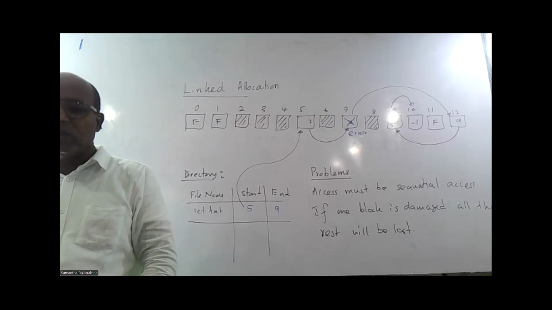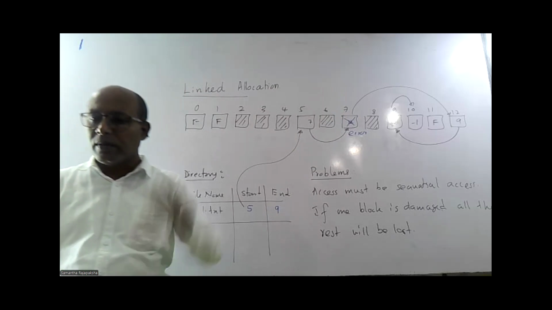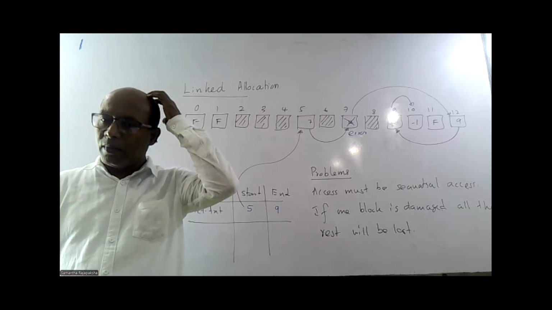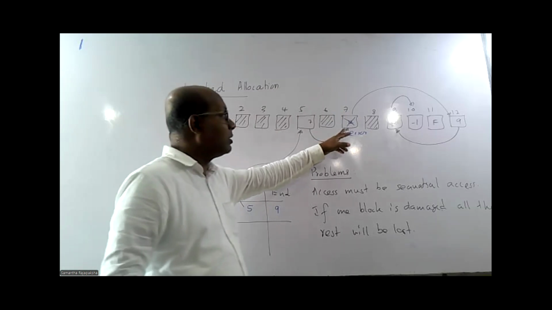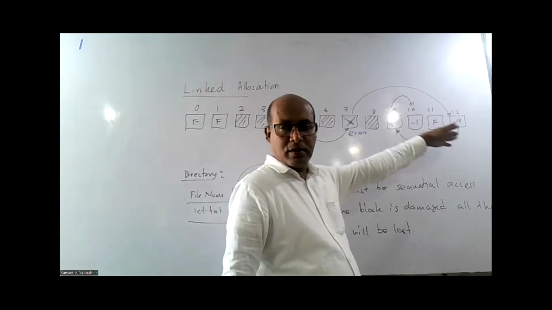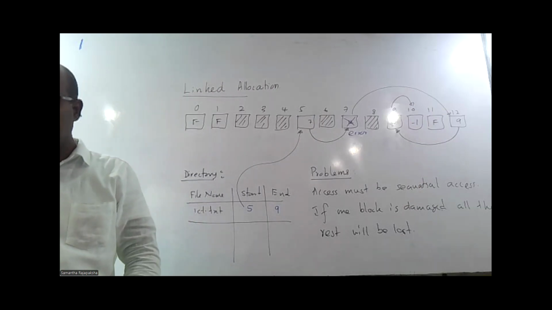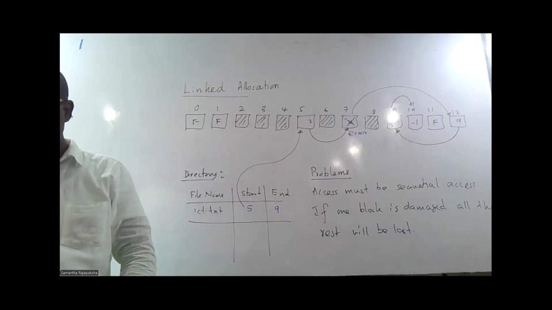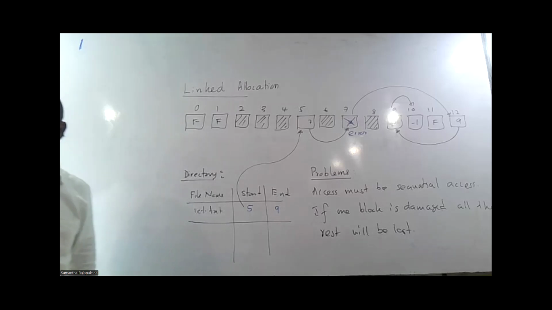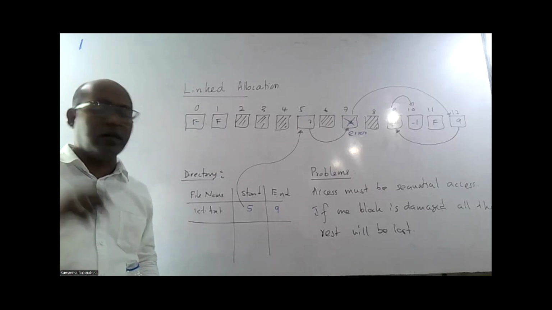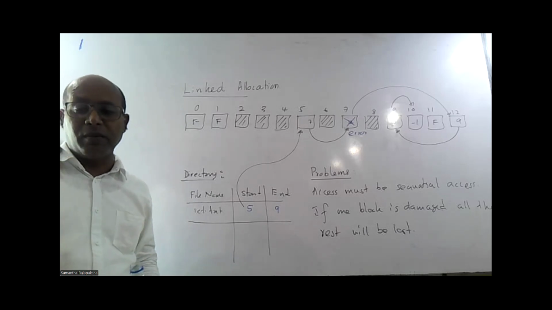That is one of the major issues with this one. If one block in the link gets damaged, all the others will be corrupted. If this one is damaged, then you don't know where the next one is. Others may be okay, not damaged, but you can't find where they are. Is it clear? Yes, sir. So that is the problem we have. There are two problems. One is sequential access. The other is that if one block is damaged, you lose everything else.